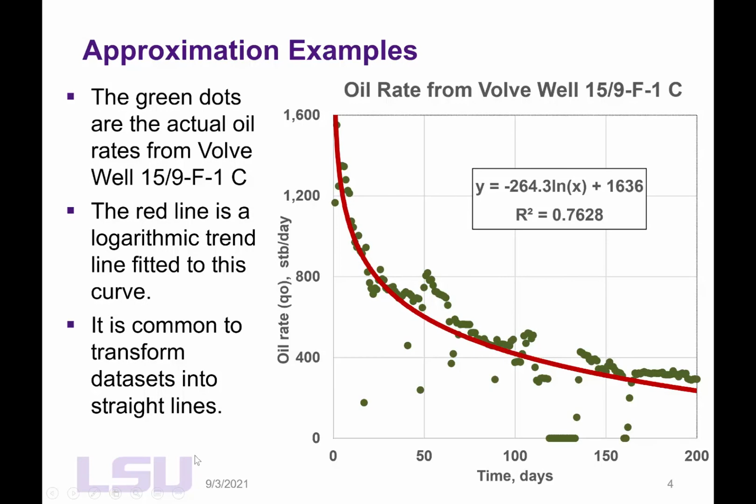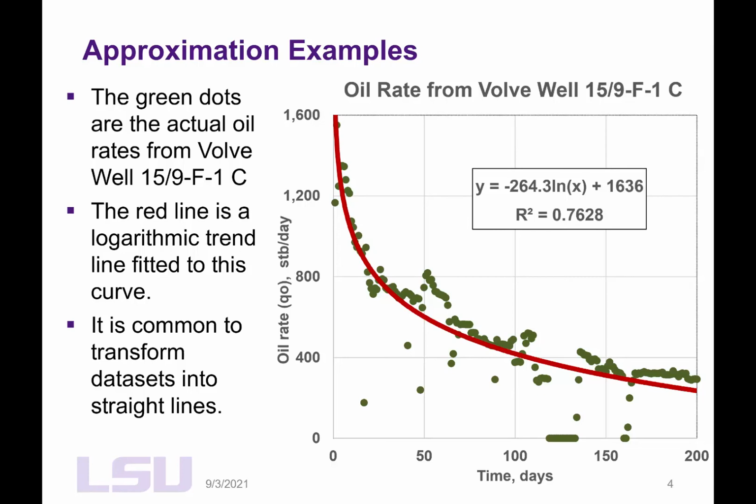So as I was explaining in the previous video, what we normally do a lot in petroleum engineering is to transform the X and Y axis of our data set. And then we try to look for a straight line because it's easy to extrapolate out into the future.